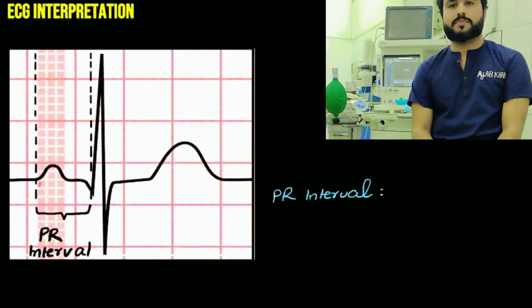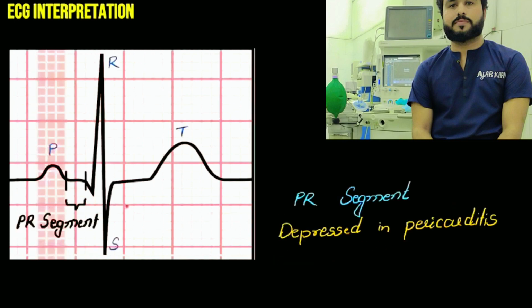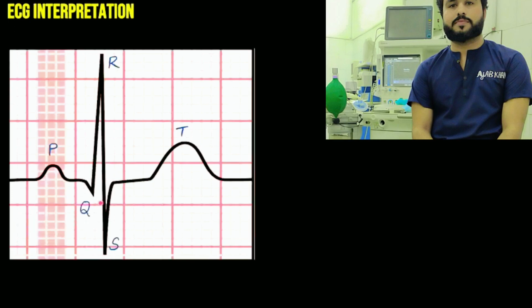Now coming to PR interval. PR interval starts from the start of the P wave to the start of the R wave. This is PR interval. PR interval is very important. PR interval should be 0.12 to 0.20 seconds, which is equal to 3 to 5 small boxes. So that's why I was stressing on the previous slide: memorize those numbers. PR segment. Remember, PR interval includes all the waves and lines, and PR segment is the line. PR segment is depressed in pericarditis.